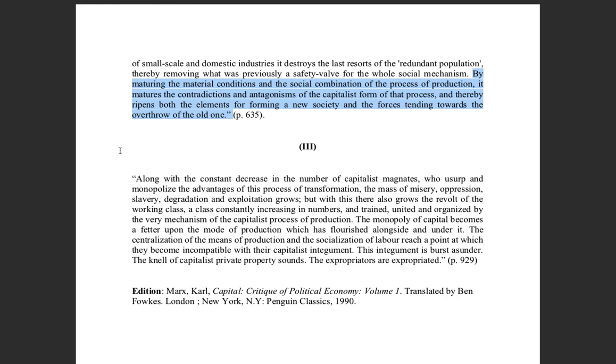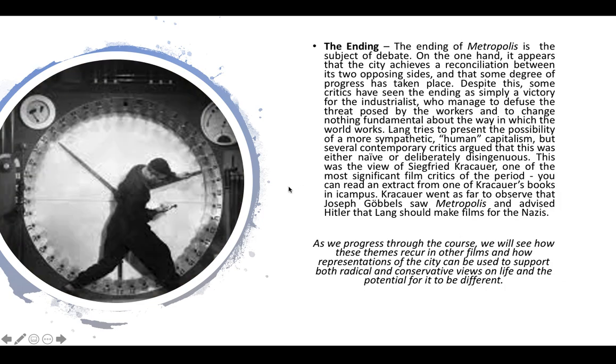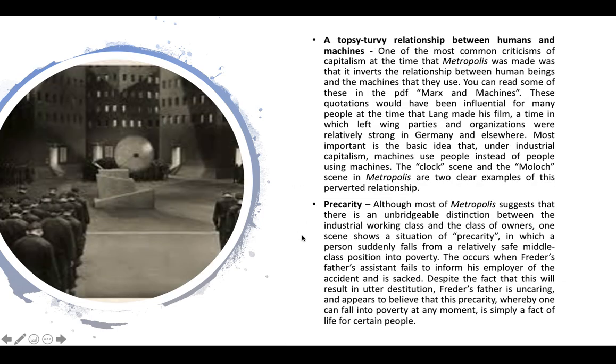We see something else. So we need to return to the film in order to think a little bit more about how we should respond to what Lang's representation is saying and what it's doing in terms of class and also in terms of machines and production. So the other thing that we can think about, the other thing before we get on to the ending, which will recur throughout the course, is an idea of precarity.